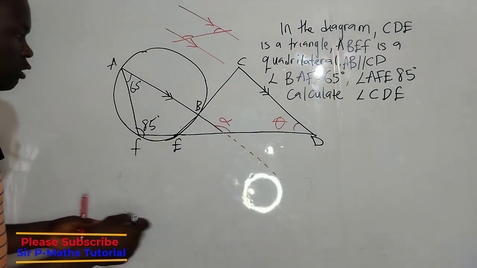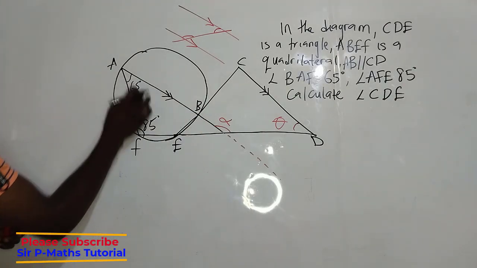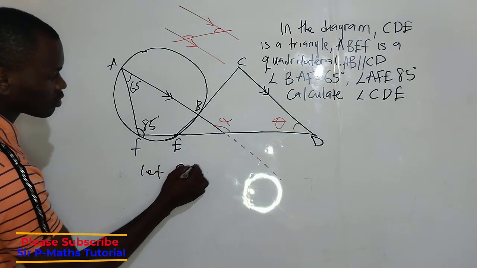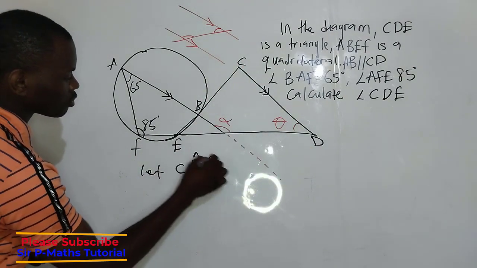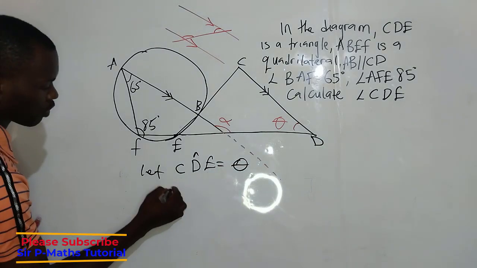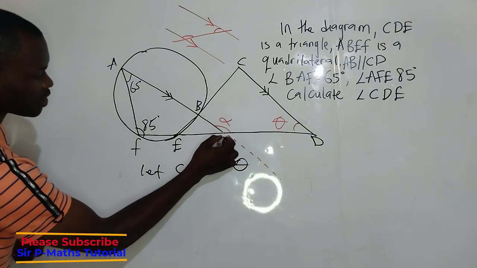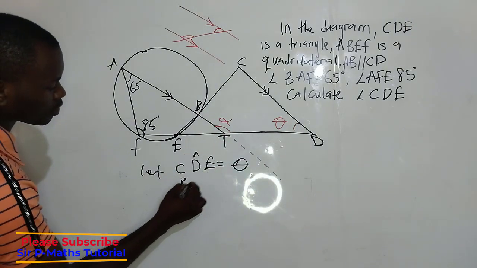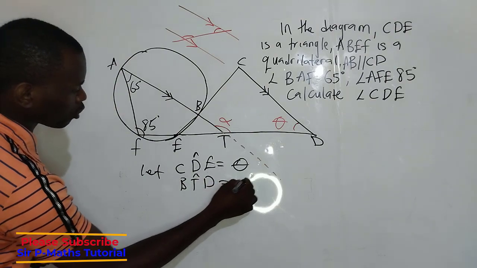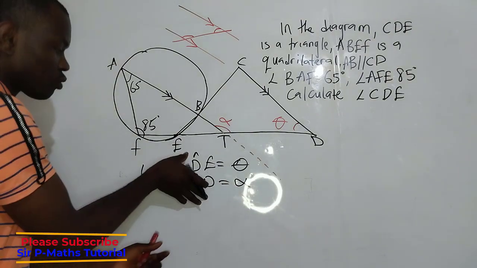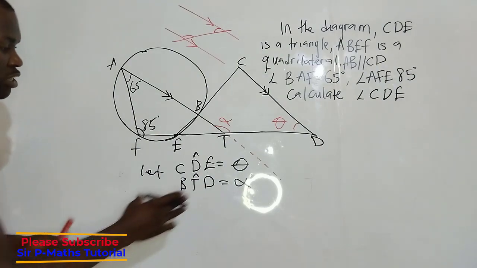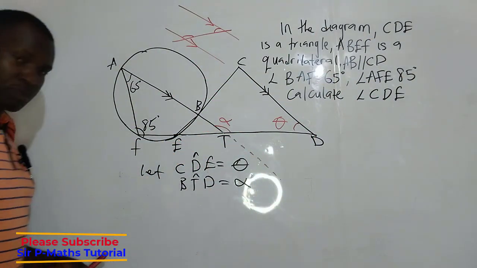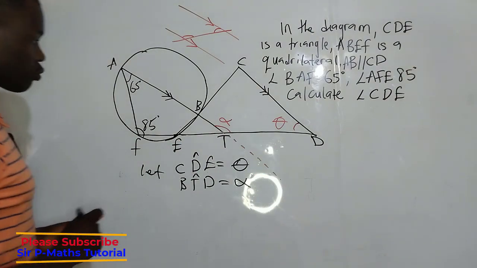So let's apply logic to solve it. I'll say let this angle CDE be equal to theta, and this angle, let's name here T. This angle BTD be equal to alpha. I don't want to use these ones to solve so that I will reduce stress. So I'll use alpha and theta to be solving. But before you do that, you must define your parameters before you change the parameters you want to use.